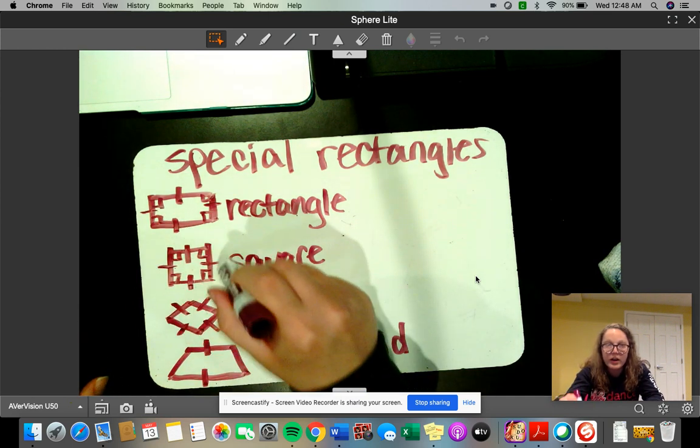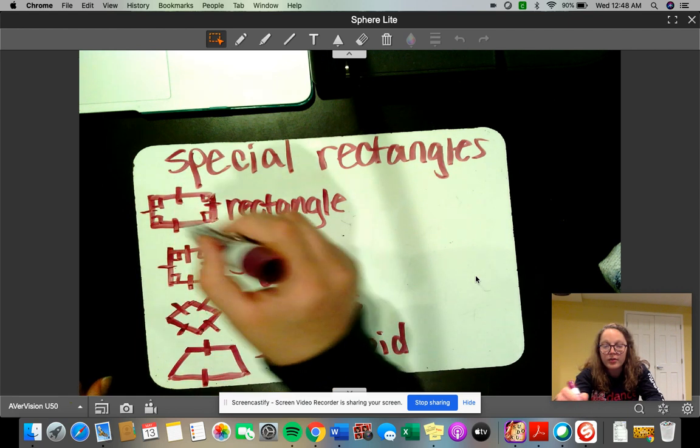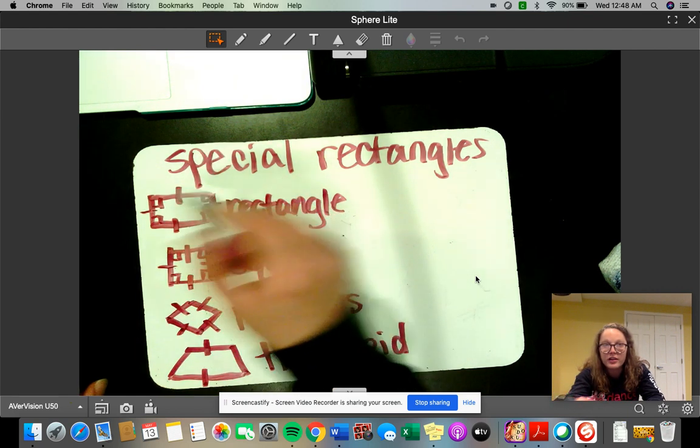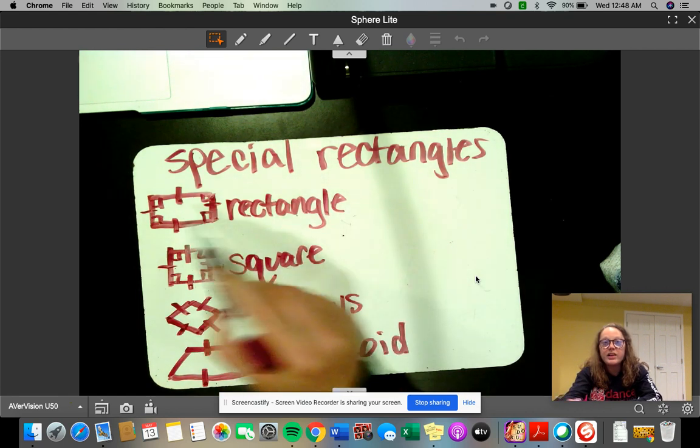A square has 2 sets of parallel lines. And a rectangle has 2 sets of parallel lines. All right, so those are going to be our special rectangles, and this is going to be how we can tell the difference.